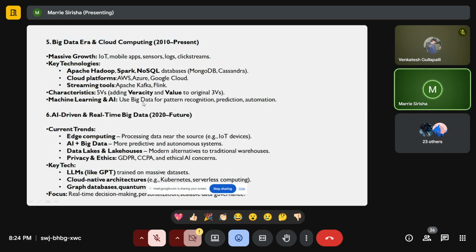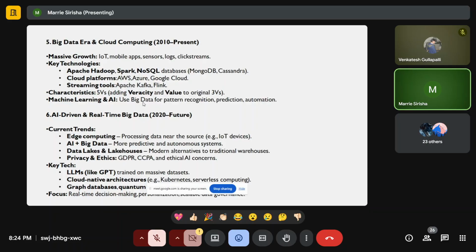So what has happened here? Current trends. What are the current trends? Edge computing, AI plus data, big data, data lakes and lakehouses, privacy and ethics. These are the current trends that have evolved, right? So you just have a glance of what is edge computing, AI, and big data.